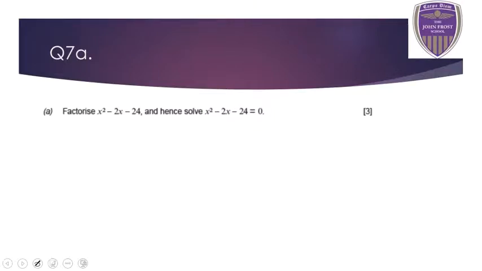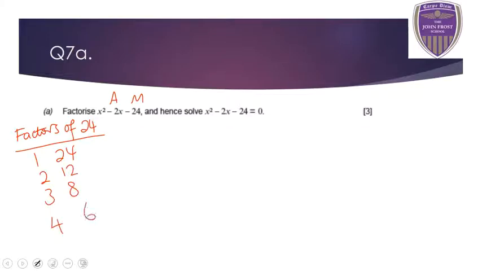Factorize and hence solve. When you're factorizing, you need numbers that add to make -2 and multiply to make -24. If I look at factors of 24, without looking at the signs yet: 1, 24, 2, 12, 3, 8, 4, 6. Then 4 minus 6: when you add, 4 minus 6 is -2, and when you multiply them, you get -24. So that tells you the two brackets, x plus 4, x minus 6.